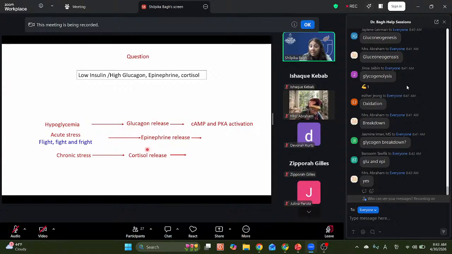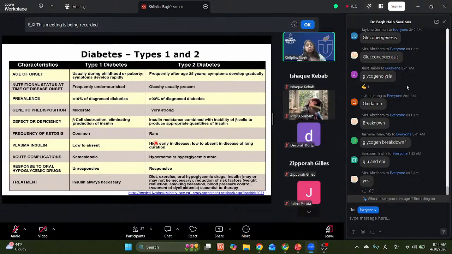Flight, fight, and fright, epinephrine, glycogen breakdown. Cortisol, gluconeogenesis, right? Type 1 and type 2. So do you understand the primary two? Please don't flip-flop the primary ones. If you have any questions, I'll give you a few minutes later when we finish.